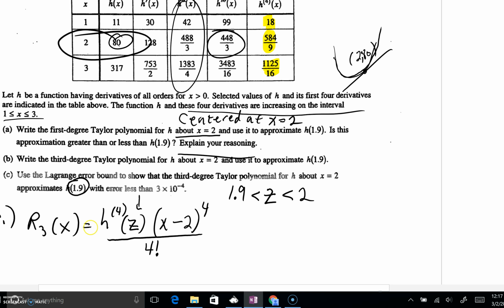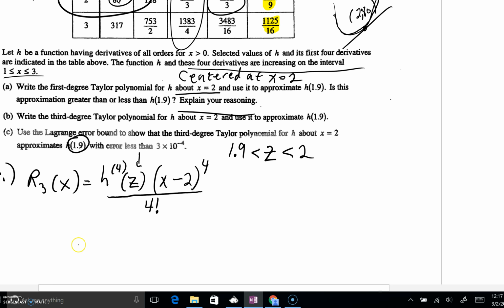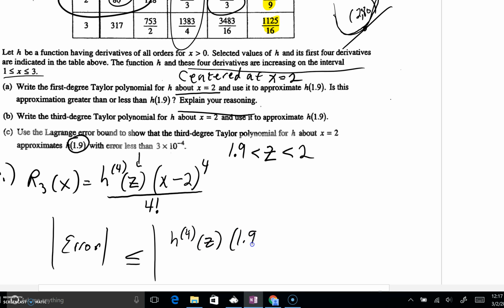You'd say, look, your error that you just used in your estimate has to be less than this fourth derivative evaluated at some z. I'm going to plug in a 1.9 minus 2 to the fourth because I'm plugging in this 1.9 right now for my estimate. And down here, you've got your 4 factorial. But we look at this and say, well, I don't know what that fourth derivative value is.